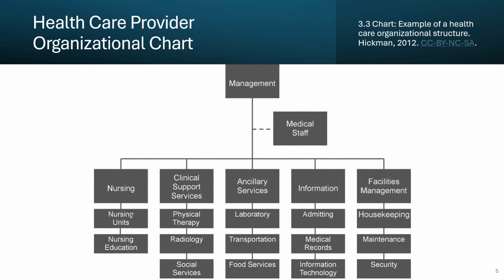And from there, the chart splits into divisions. And here are some of the common ones. You're going to have nursing, which includes nursing units, nursing education. You'll have clinical support services like physical therapy, radiology, social services. You'll also have ancillary services like the laboratory, transportation, food services. You also have information services, and that covers admitting, medical records, IT. And then you have facilities management, and that includes things like housekeeping, maintenance, security. But remember, this isn't like a one size fits all model.